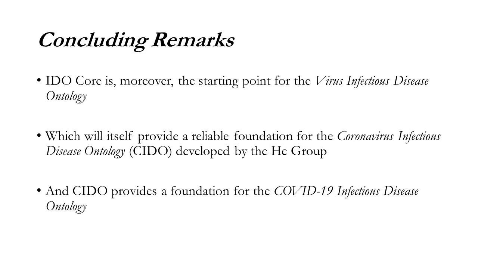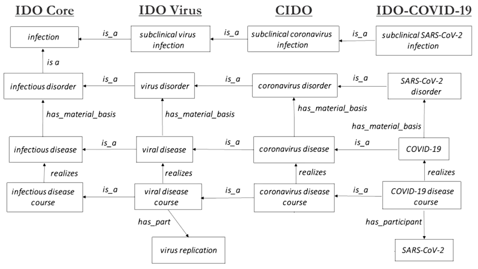Now, this itself is going to be extended by the Coronavirus Infectious Disease Ontology, which was developed recently by the Hogan Group, and that CIDO, or Coronavirus Infectious Disease Ontology, itself provides a foundation for the COVID-19 Infectious Disease Ontology, which my team and I developed over this past summer. Here are some broad relationships among these. You can see over at the top, IDO Core, then there's IDO-Virus, the virus infectious disease ontology, then CIDO, IDO COVID-19, and some terms which we will discuss in quite a bit more depth in other talks. Thanks.